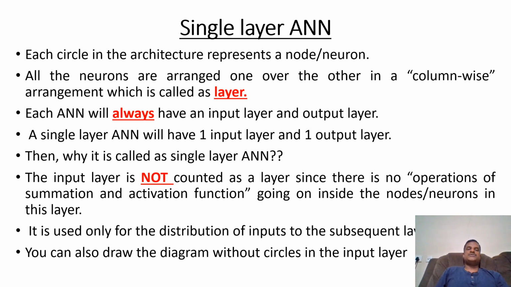Always the single layer neural network will have one input layer and one output layer. So why is it called a single layer? Because 1 plus 1 is 2, you have two layers, but the first layer is not counted as a layer. Why are we not counting it as a layer? Because the operations of summation and activation function, which are the general operations of a neuron, are not happening inside the neurons in this layer. It is used only for the distribution of inputs to the subsequent layers. So if it is confusing for you, you can also leave out the circle for the inputs.